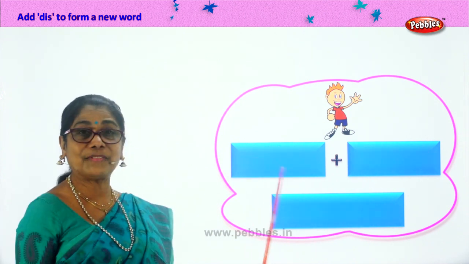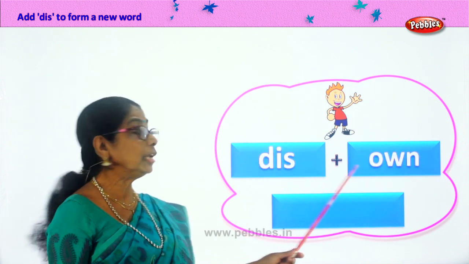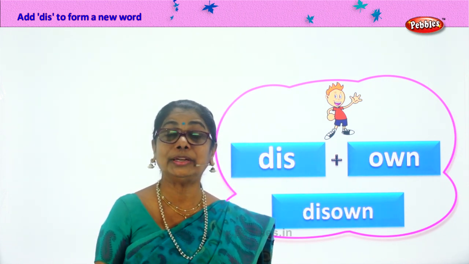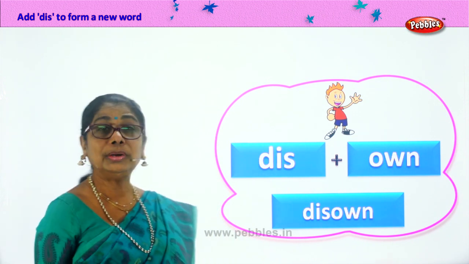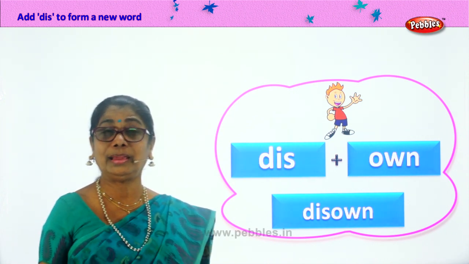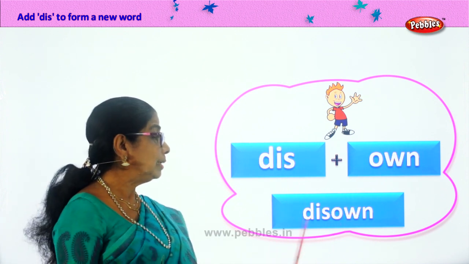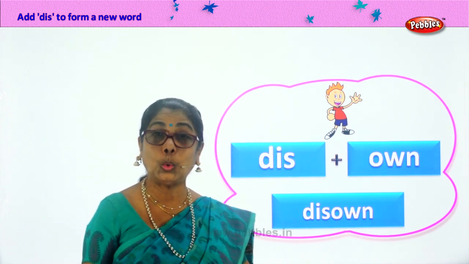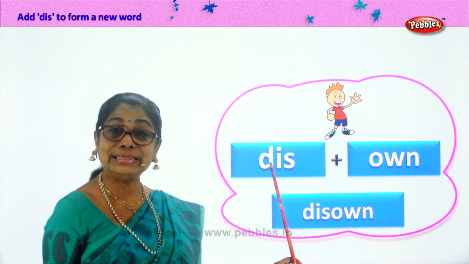Dislocate. Good. Let's look at another new word. Place this in front. D-I-S plus own. Disown. You got a dog, but you didn't like it. It had some disease or whatever. So what do you do? Disown the dog. You throw it out. Or you tell someone to come and take it away. You disown the dog for whatever reason. This plus own. Disown. D-I-S-O-W-N. Disown. Did you enjoy making new words by adding this? Good.